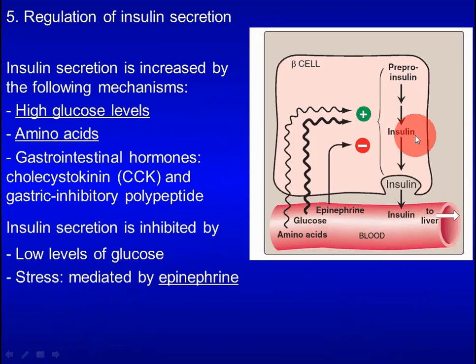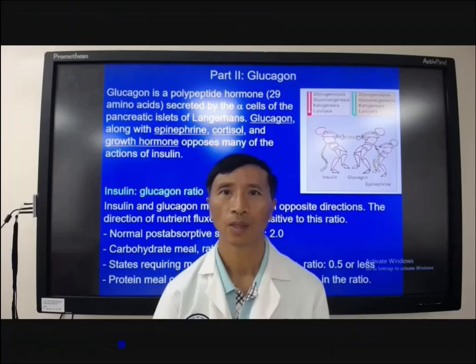Insulin secretion is increased by amino acids and high levels of glucose. Insulin secretion is inhibited by epinephrine and low levels of glucose. Now, let's move to part 2. We will look at glucagon.